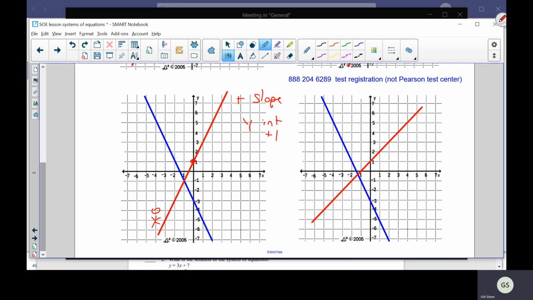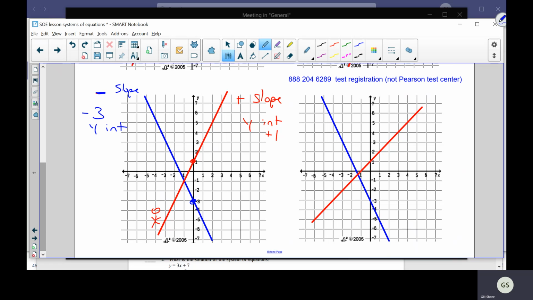All right. So what do we know about the blue line? Negative slope, right? And then what else do we know about the blue line? -3. Y-intercept. So if you can just figure these two things out.